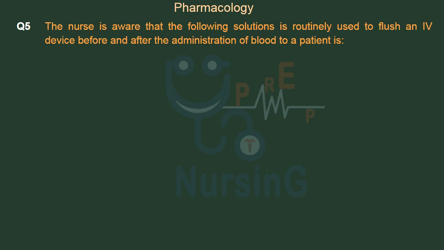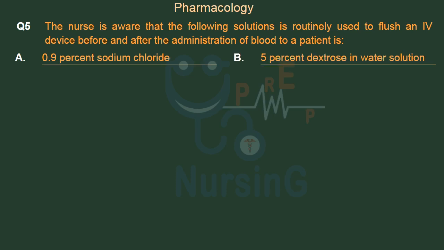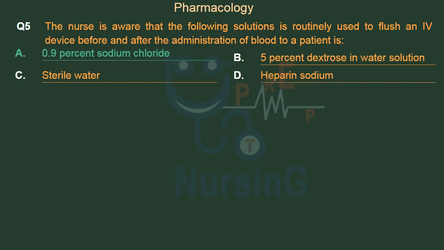The nurse is aware that the solution routinely used to flush an IV device before and after the administration of blood to a patient is: Option A. 0.9% sodium chloride. Option B. 5% dextrose in water solution. Option C. Sterile water. Option D. Heparin sodium. Right answer is Option A. 0.9% sodium chloride.